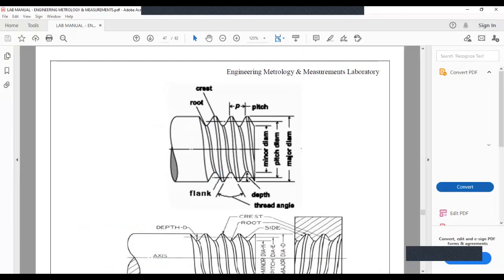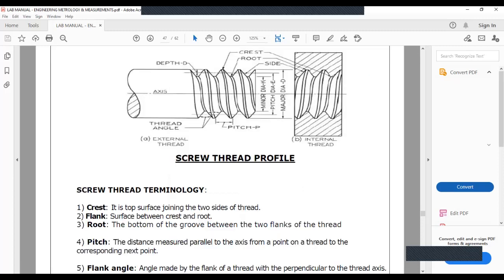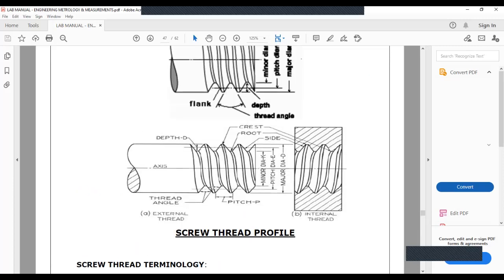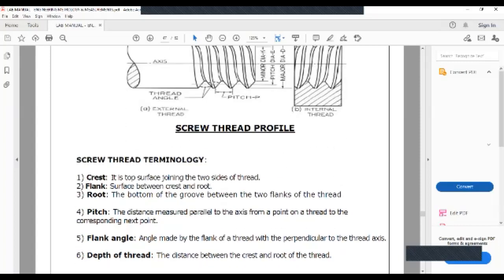Every screw thread is having two flanks. Consider this one screw thread, consisting of one flank towards the left side of the root and one on the right side of the root. So flank is a line which is joining the root to the crest. The surface between crest and root will be considered as a flank. Within the figure, you can see where the flank is. It is joining the crest and root of a screw thread.